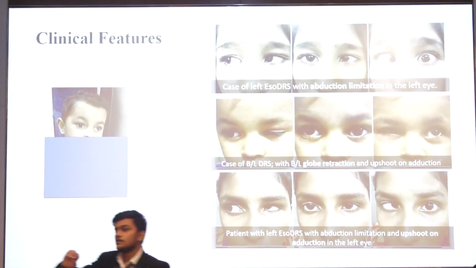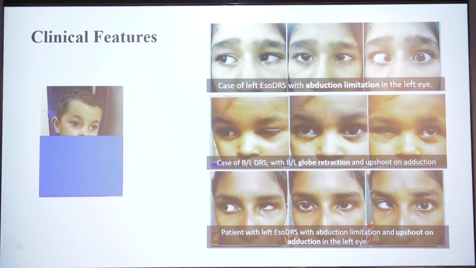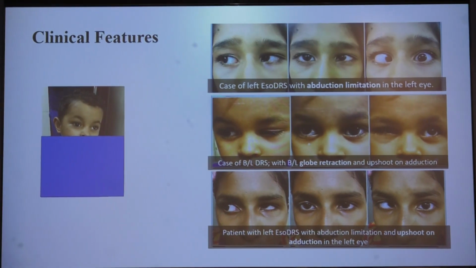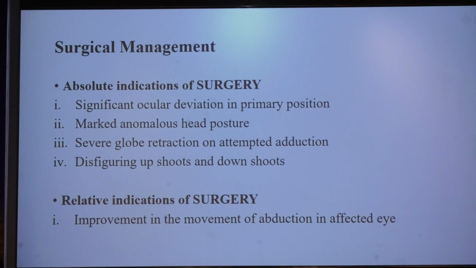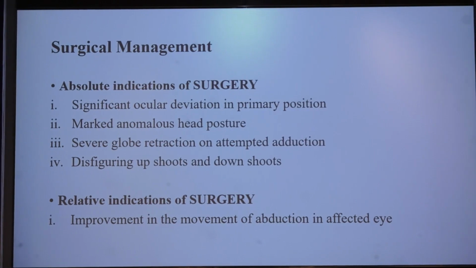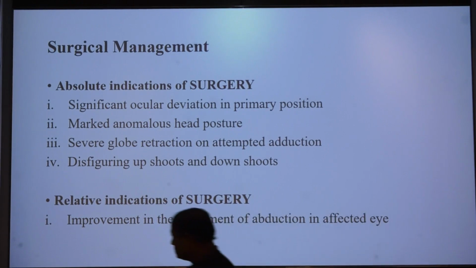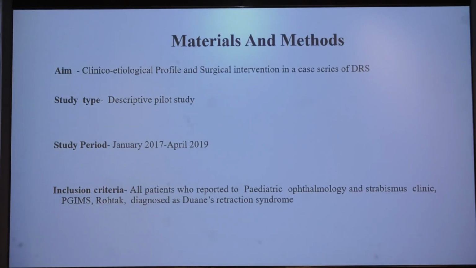The classical clinical features include limitation in abduction, variable limitation in adduction, globe retraction, and upshoots and downshoots on adduction. The indications of surgery remain significant ocular deviation in the primary position, marked anomalous head posture, severe globe retraction, and disfiguring upshoots and downshoots. So we studied the clinical profile and surgical intervention in a case series of DRS.